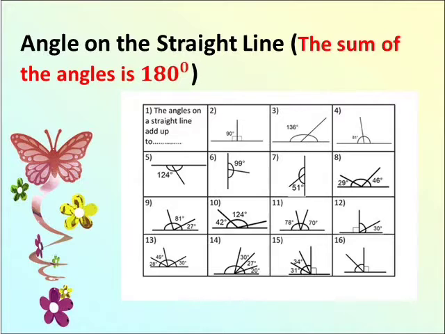So the key point that you have to remember about angles on a straight line is that the sum of the angles is always 180 degrees, because the angles are formed on a straight line. As we know, a straight line has 180 degrees. That's why the sum of the angles on a straight line will always be 180 degrees.